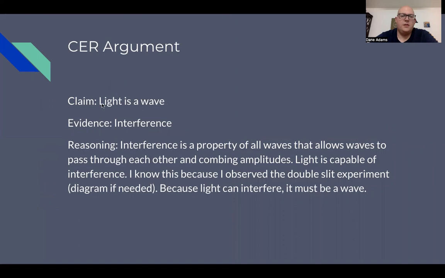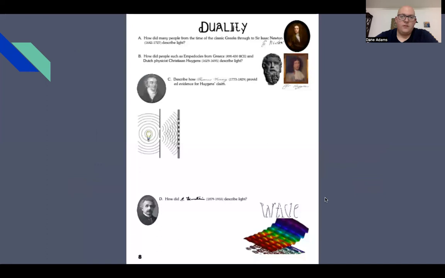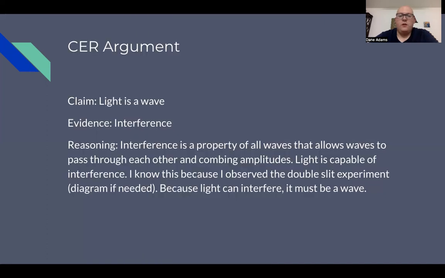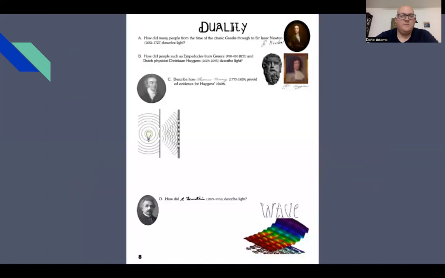So I said, my claim is light is a wave. The evidence is interference. Reasoning: interference is a property of all waves that allows waves to pass through each other and combine amplitudes. I just realized I wrote combing, but that should say combining. Light is capable of interference. I know this because I observed what we call the double slit experiment. Provide a diagram if I want. And then because light can interfere, it must be a wave. I think that's a well-written and well-constructed argument.